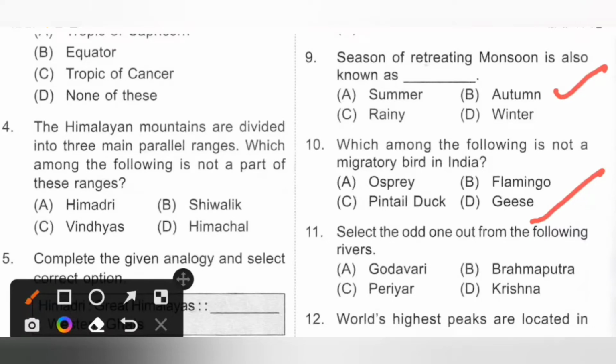So option D. Eleventh one, select the odd one out from the following rivers. A, Godavari. B, Brahmaputra. C, Periyar. D, Krishna. So Periyar is a river which drains into Arabian Sea, while Godavari, Brahmaputra and Krishna rivers drain into Bay of Bengal. So Periyar is the odd one out, option C.